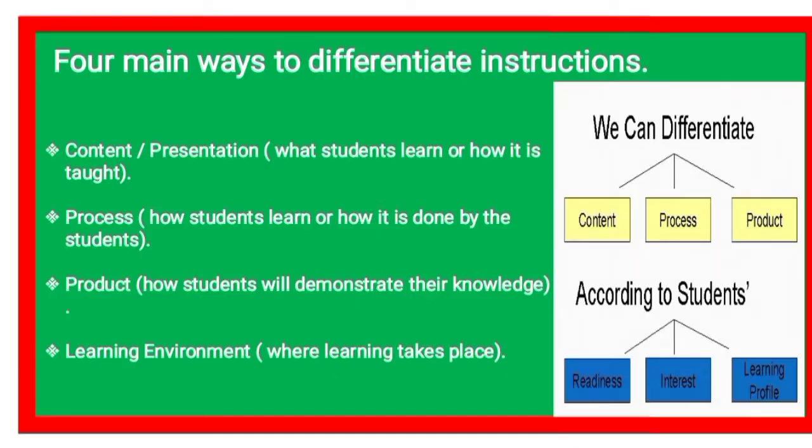Differentiation. How do we differentiate? Four main ways to differentiate: instructions, content or presentation, what students learn or how it is taught; process, how students learn or how it is done by the students; product, how students will demonstrate their knowledge; and learning environment, where learning takes place. We can differentiate content, process, and product according to students' readiness. This is their eagerness and their level of readiness, their interest and their learning profile, how they learn and ways in which they learn.